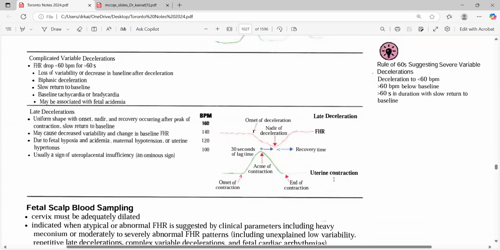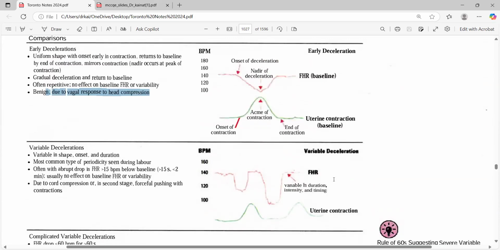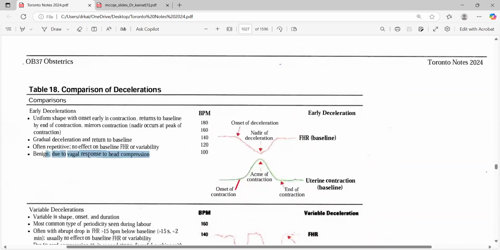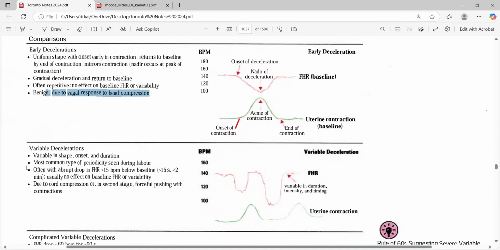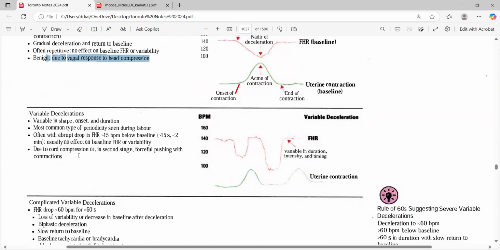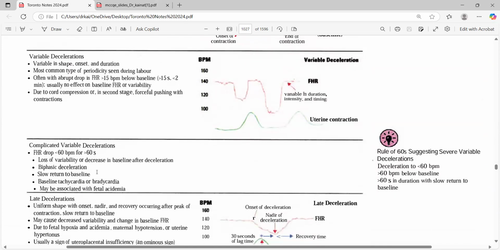That's about it. So we already know early acceleration is good. So we are talking about the deceleration. Early deceleration is in head compression. Variable deceleration is in cord compression. You have to remember it on your fingertips. Then complicated variable deceleration is present in fetal acidemia.